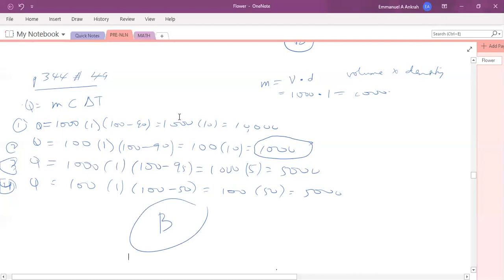So remember, the volume for water is going to be the same as its mass, because the density is always 1 gram per centimeter cube. Okay, so the volume is the same. That's why you can do that here. And the specific heat for water is always 1. Good. All right. So these are some of the questions that you should be thinking about for heat problems.